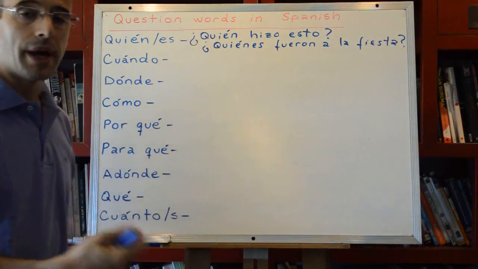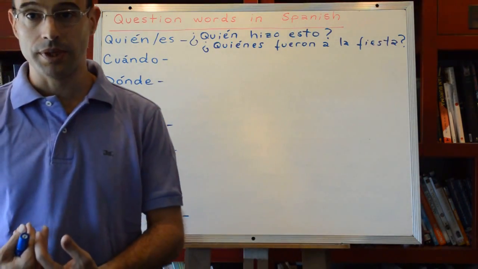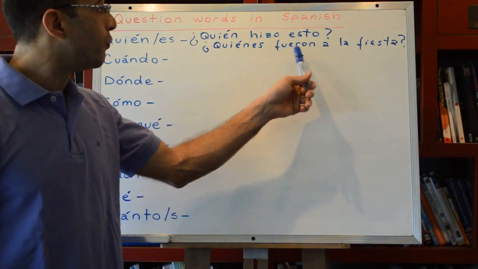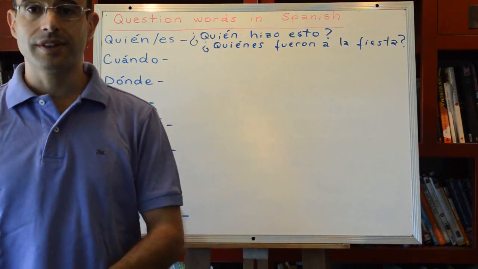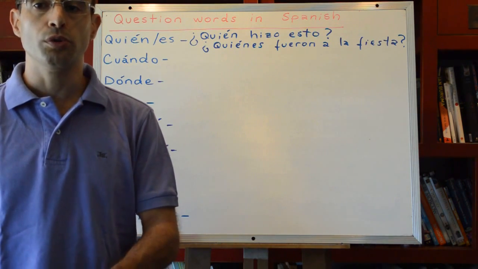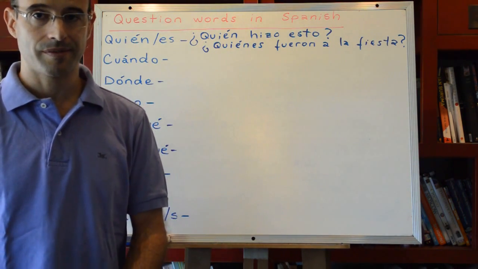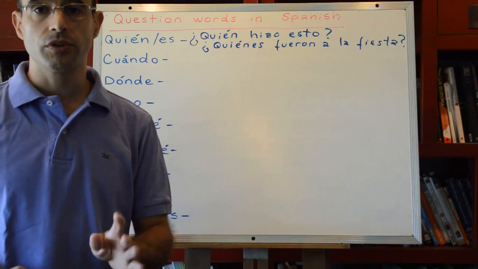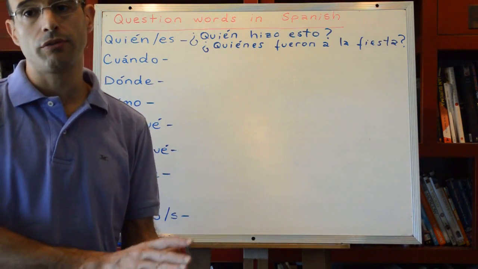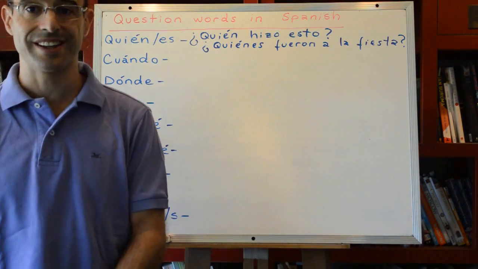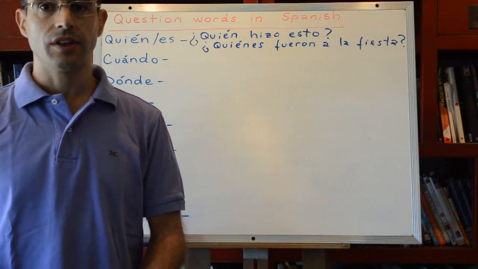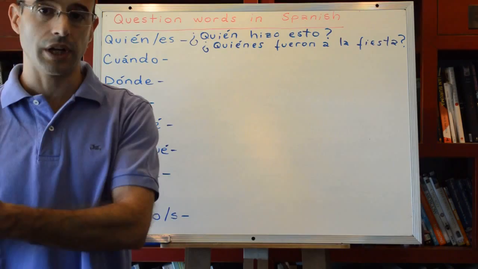Fueron is the past of the verb ir, which means to go, okay? However, fueron is also the past tense for the verb to be, ser, right? Recently, I taught you the 4 most important verbs in Spanish, one of which was the verb ser. And soon I'll teach you how to conjugate this verb in all the tenses, okay?